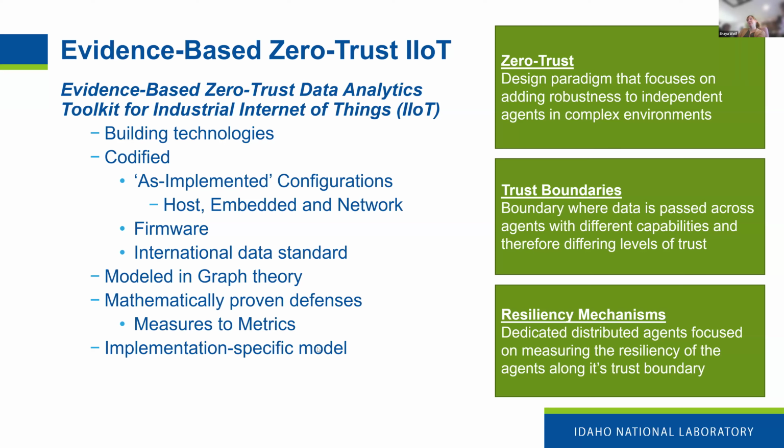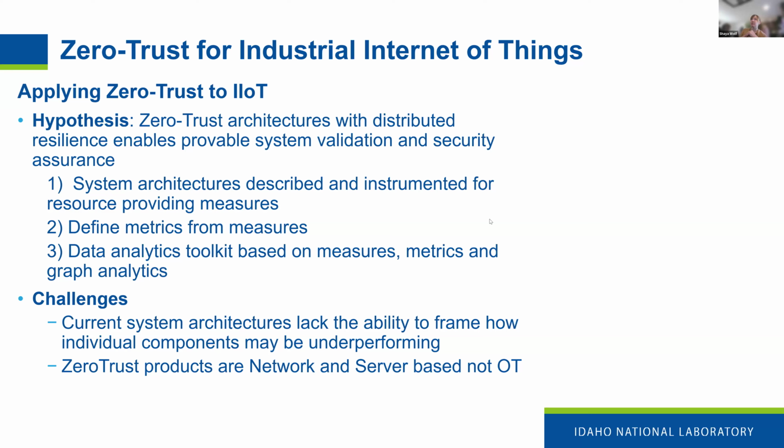And then, like I said, this is like a building technologies model. It's very implementation specific. We've been doing this work for a little over a year, so we're not too far into it yet, but we have the devices, we have the people, and we're chugging right along. So with that, we kind of started with this hypothesis that zero-trust architectures with distributed resilience enables provable system validation and security assurances. So the first year, what we focused on was building up that architecture and instrumenting it for resource providing measures, which basically means that we get it all codified into graph.